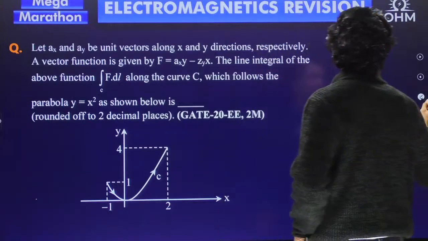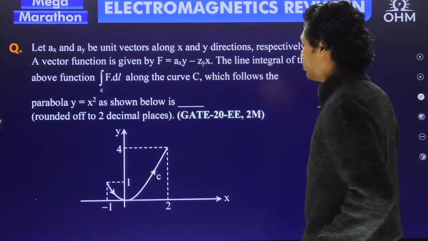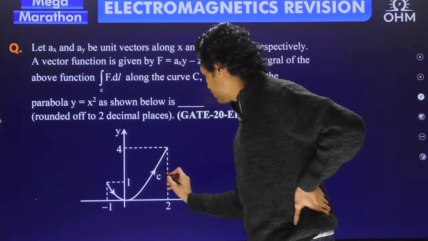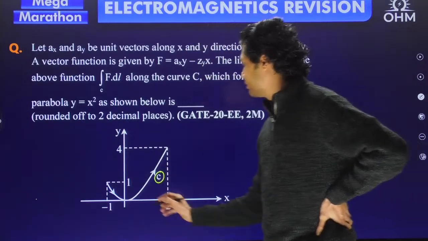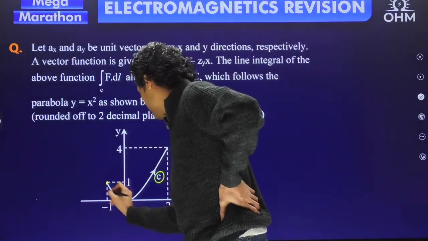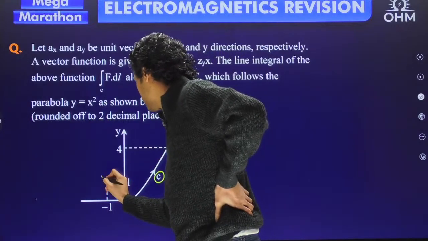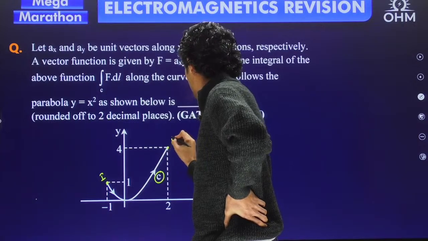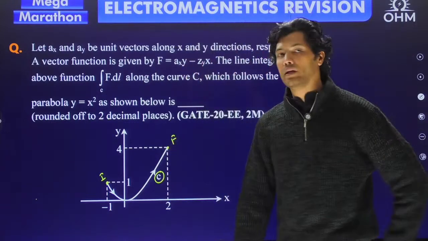In the first case we have an open path integration. As you can see here, there is a path, which is denoted by C. There is a starting point. Look at the arrow mark now. The arrow mark starts at the initial point and ends here at the final point. So this is basically an open path integration.